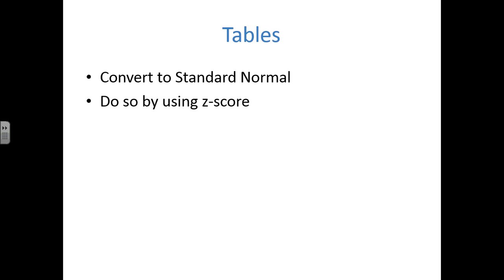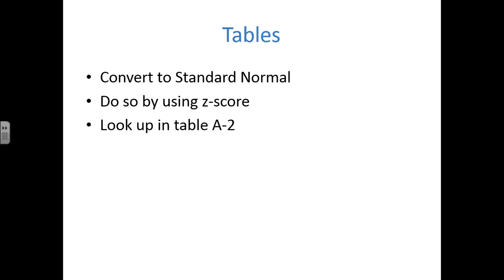But I do want you to be aware of how the tables work. So the table, first thing you need to do is convert to the standard normal. And you do so by using the z-score. Remember, z is equal to value minus mean, and that quantity is then divided by standard deviation.